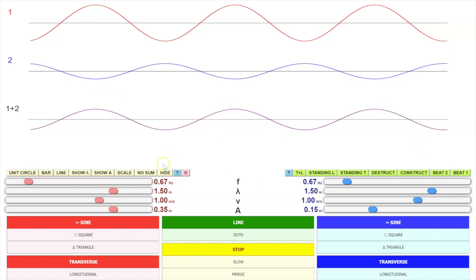And the reason for that is because now that these two waves don't have the same amplitudes, their effects do not completely cancel out on each other. Let's talk more about that in the next concept.